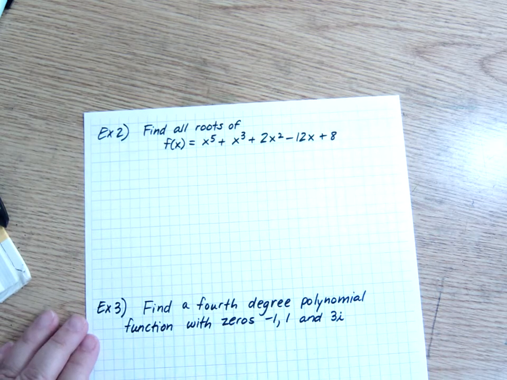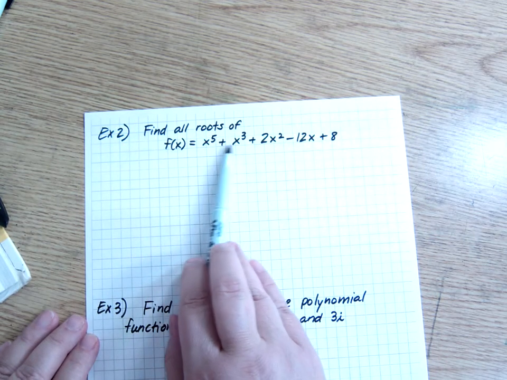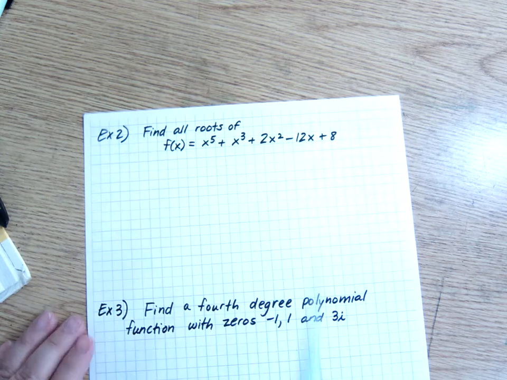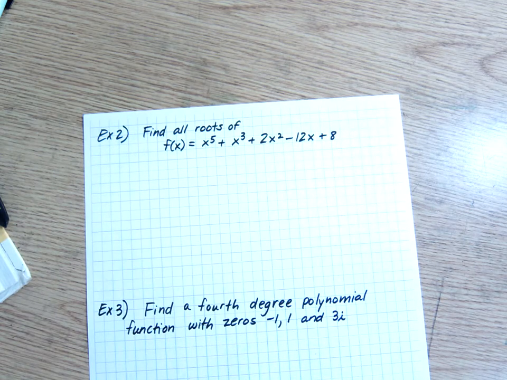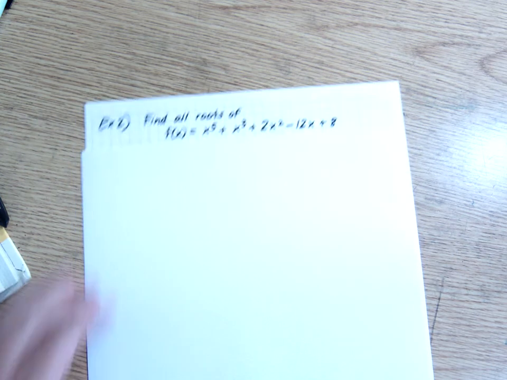Next, we started this one in class, didn't get finished with it up here. Find all roots of f of x equals x to the 5th plus x to the 3rd plus 2x squared minus 12x plus 8. Now there are 5 terms there, so I'm not going to be able to factor it, because the biggest thing I know how to factor is 4 terms by grouping. Unless it had a GCF, that's one thing I could do. But there is no GCF, so I can't take anything out of all of them.